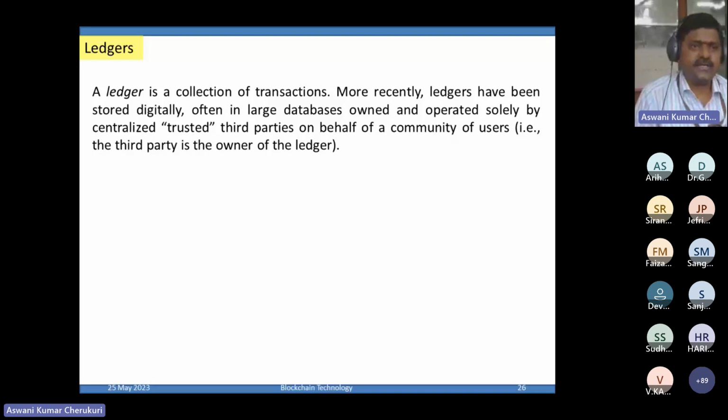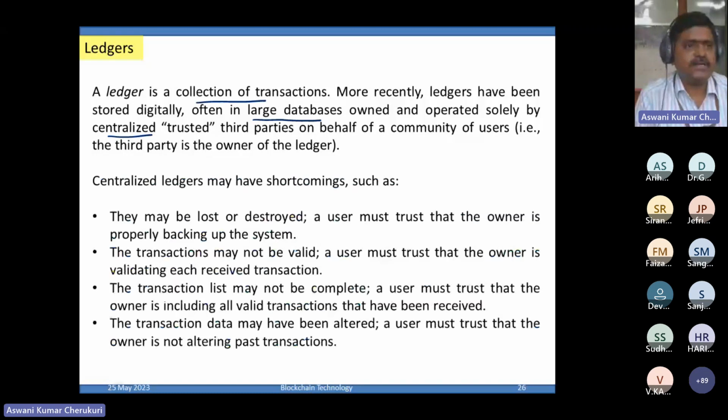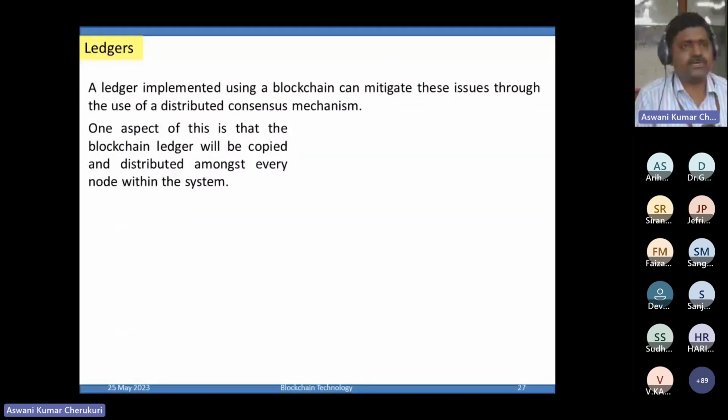Now, what is meant by a ledger? A ledger is a collection of transactions. We all see that banks maintain ledgers. Now the ledgers are stored digitally, and remember they are large databases, and so far they are maintained centrally. That's the reason we talk about a single point of failure, which is a big problem. So that's why we are going for distributed ledgers. Centralized ledgers have several problems that you also know about, or can read about. So the point is that we are going for a distributed ledger.